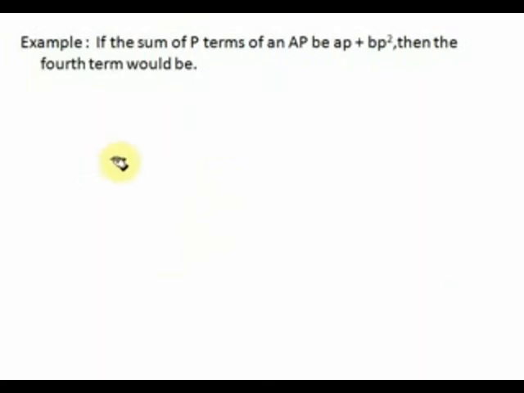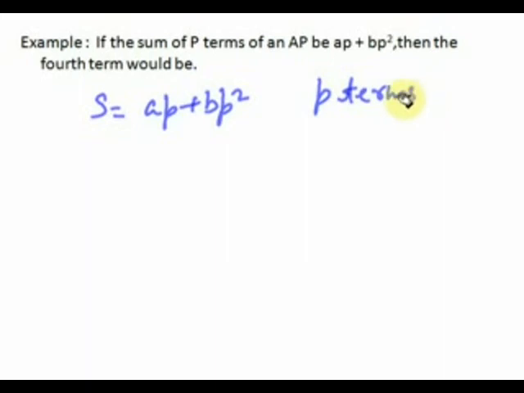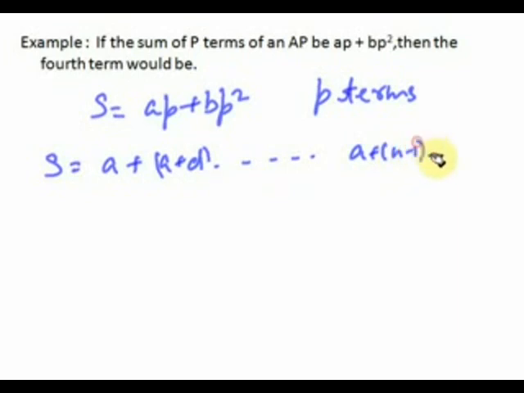Taking on the next example, if we are given the sum of p terms of an arithmetic progression is ap plus bp square, then what will be the value of the fourth term? The sum is equal to ap plus bp square, and the total number of terms are p. Right? So if we write the general equation of an AP, S is equal to a plus d till a plus n minus 1 into d.